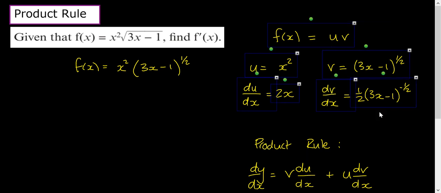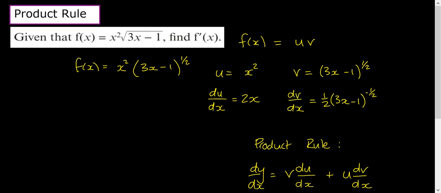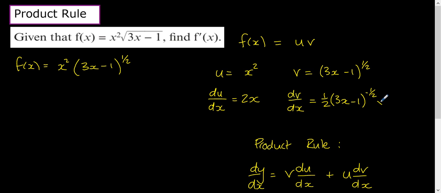So I'm just going to create a bit more space for myself and move all this across. Apologies for the formatting here, there we go. A bit more space. So we're multiplying this. We've moved the half down, we've turned it into minus a half, and then we differentiate what's in the bracket, so we multiply by 3, because the derivative of 3x minus 1 is just 3. So this dv by dx actually is 3 over 2 times 3x minus 1 to the power of minus a half.